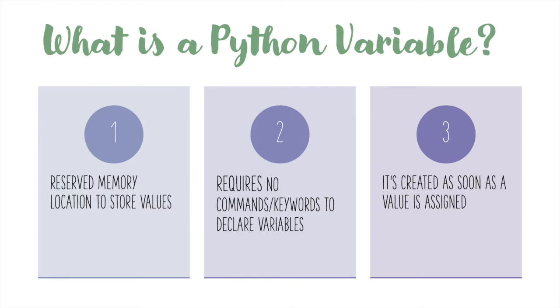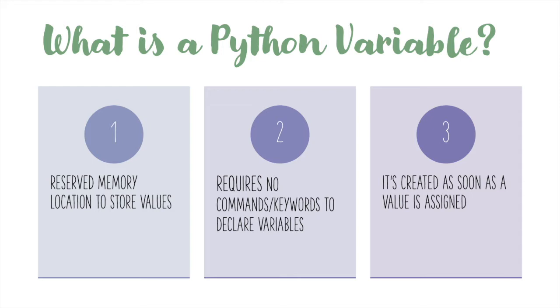So what is a Python variable? It is a reserved memory location to store values. It requires no commands or keywords to declare variables in Python. And the third point is it is created as soon as a value is assigned. So whenever a value is assigned to a variable, a data type is associated with that variable.